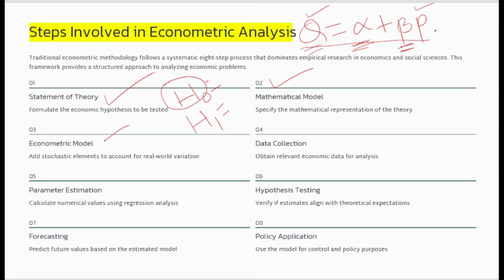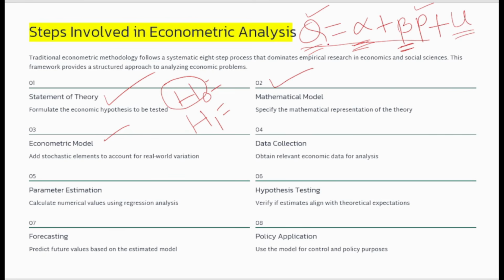But actually, apart from the price, there are so many other factors. For example, income, price of related goods, age, gender, etc., which can also affect the quantity demand. So in order to capture the impact of all other factors which may impact the quantity demand, we form the econometric model by adding an error term, or U. This error term will include all other factors.